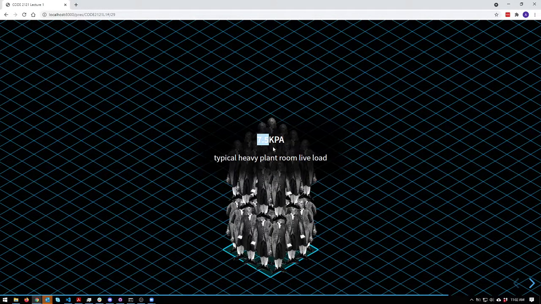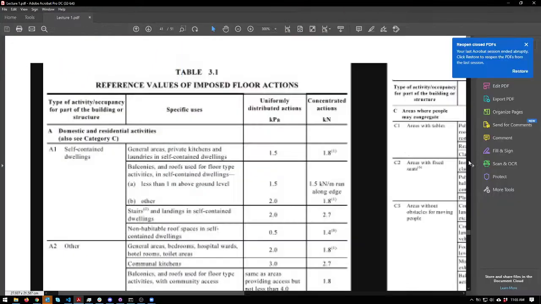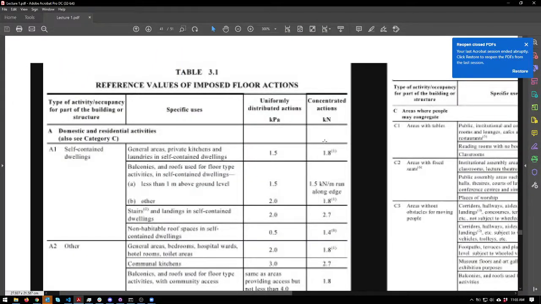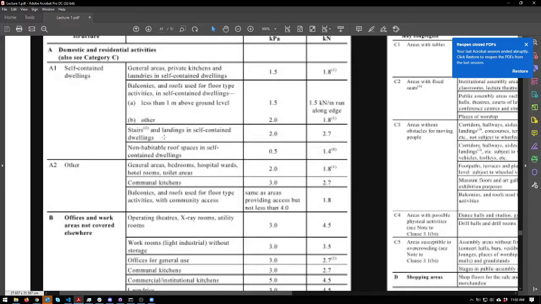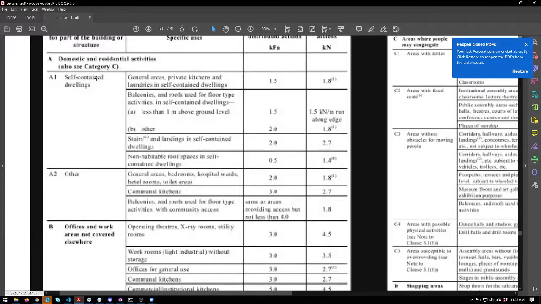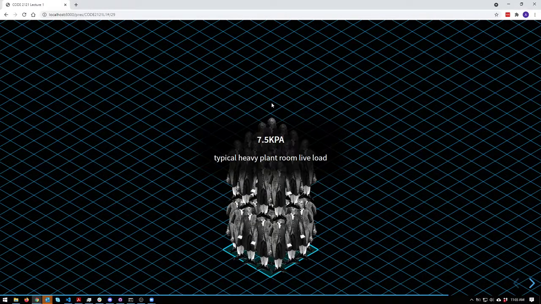There is a table with more information about how the different weights work. I've got this copy available right now, but it's awful to read. You can see it's all pixelated. So I'm going to get a better version of that and make it available to you on Moodle. But if I just try and read into that here, you can see self-contained dwellings, general areas, private kitchens, and laundries. That comes out to 1.5 kilopascals. So that's referring back to that typical house, 1.5 kilopascals.